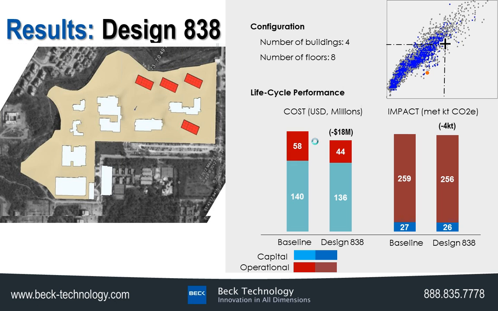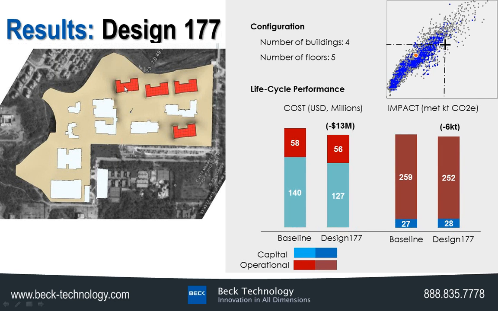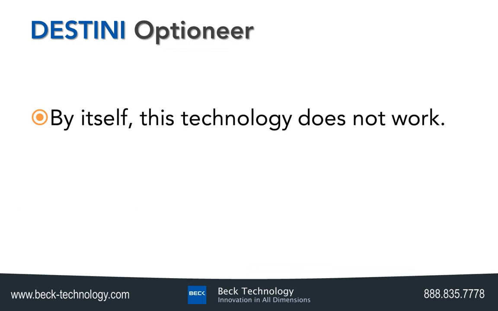And here's another alternative. This is a 4-building with 5 floors, and it's got a little bit more of an articulation here in the footplate, so you can have a little bit more design creativity, but still with a $13 million savings and 6 kilotons worth of carbon. So that was just one example of where we used this, and it was one of our early examples. We've used this quite a bit since then. That happened last year, so we've been using it kind of live on a lot of Beck projects.